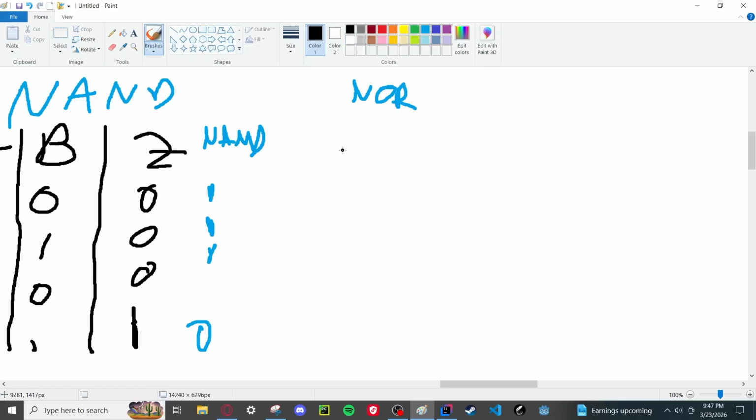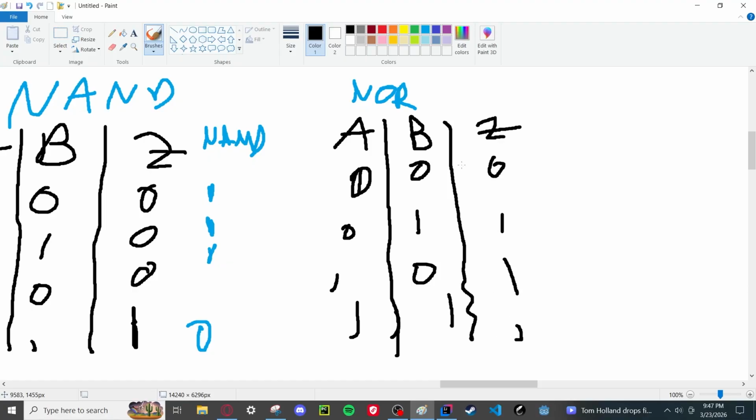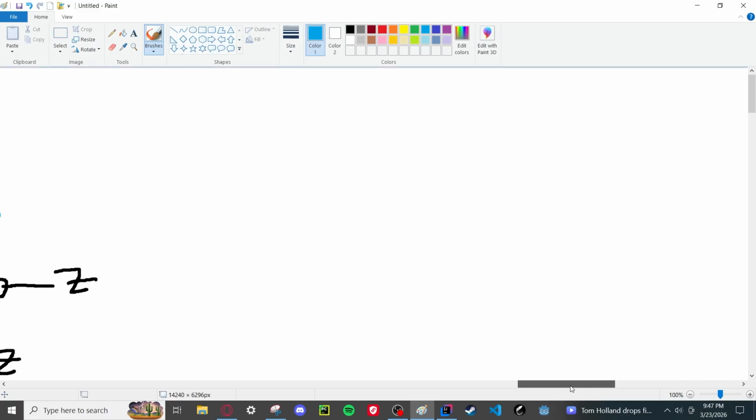Same concept with NOR. So we have A, B in our truth table, and Z. 0, 0, 0, 1, 1, 0, 1, 1. So in an OR, this would be 0, 1, 1, 1. But in a NOR, because we're notting it, it's going to be 1, 0, 0, 0. So that is NOR, that's NOR and NAND.